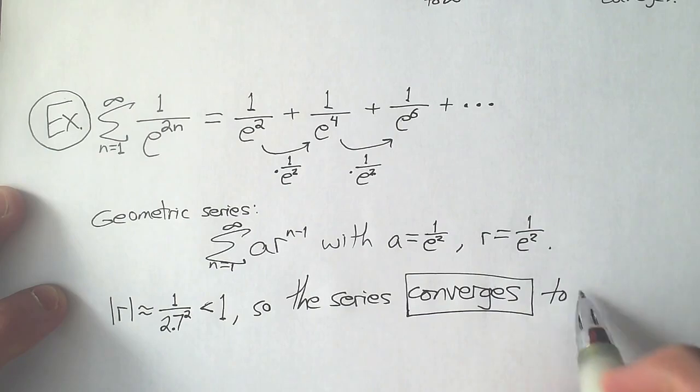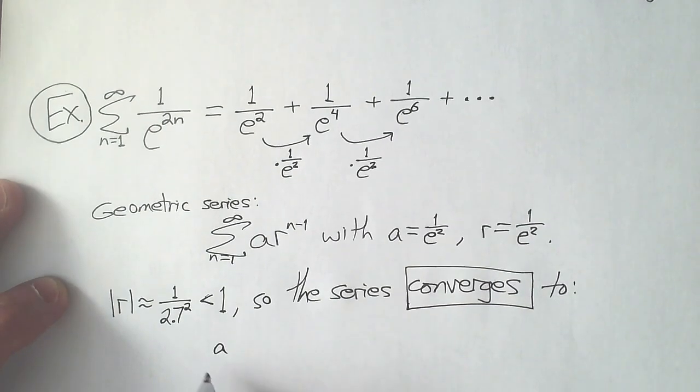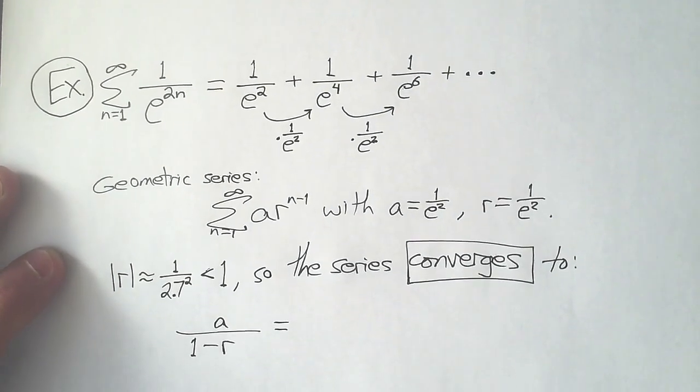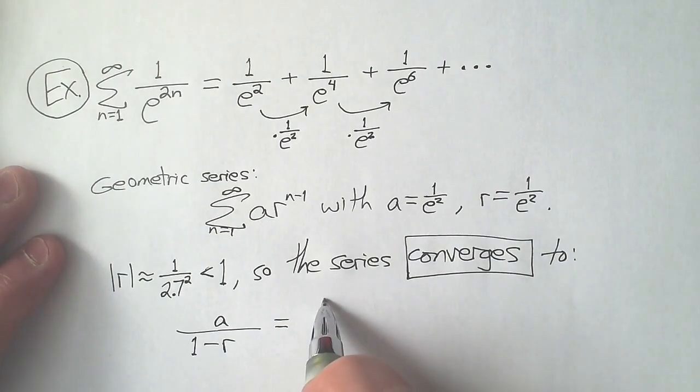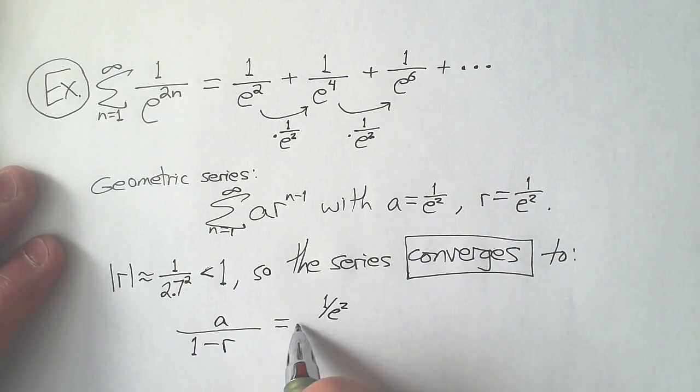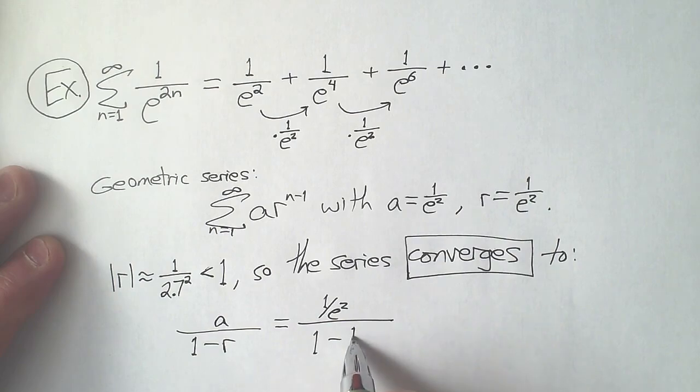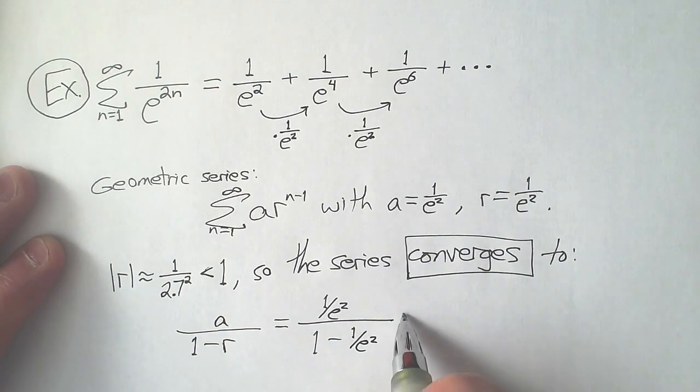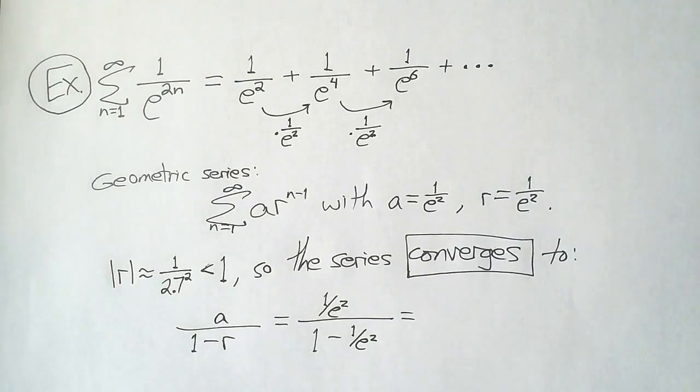And it converges to a over 1 minus r. Let's figure out what that is. So 1 over e squared for a, 1 over e squared for r. We see sometimes a and r might be the same thing. How do we want to simplify this?